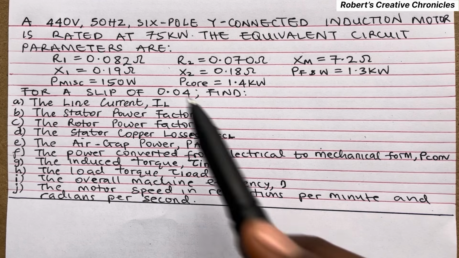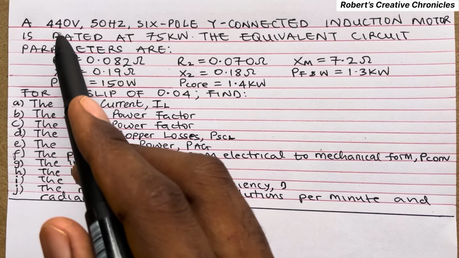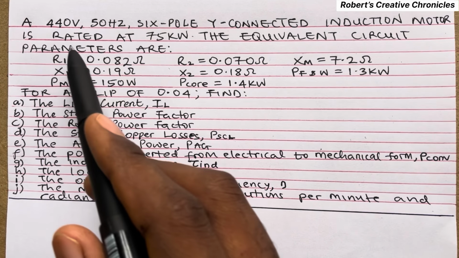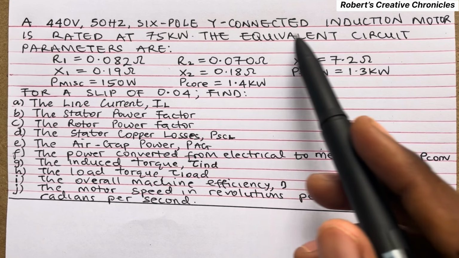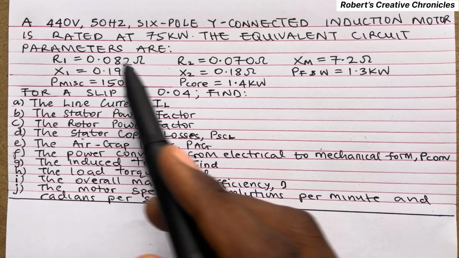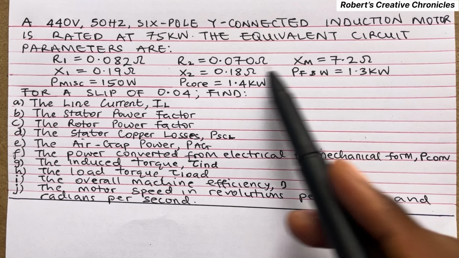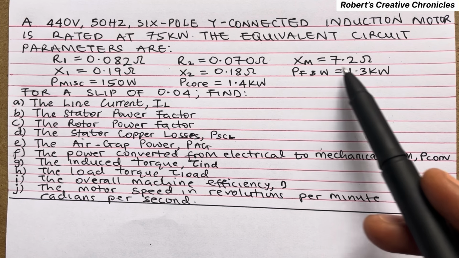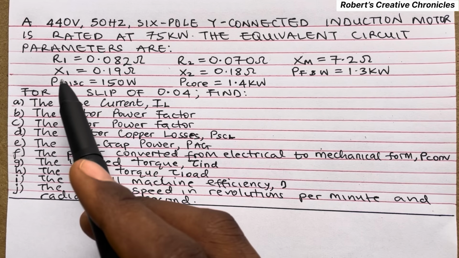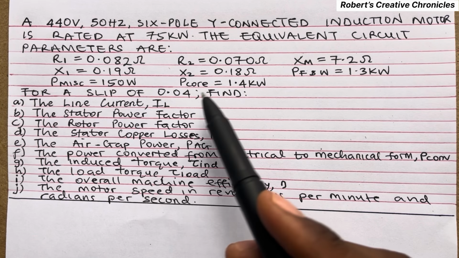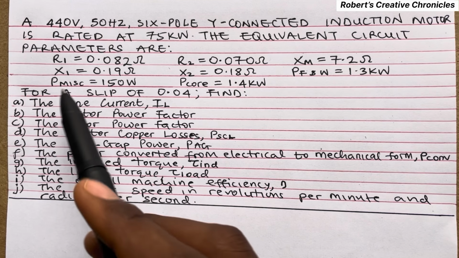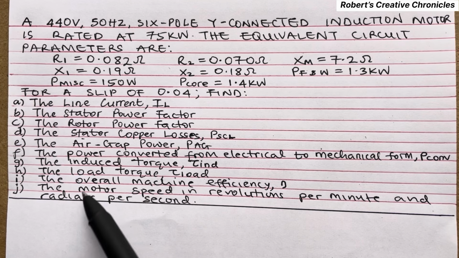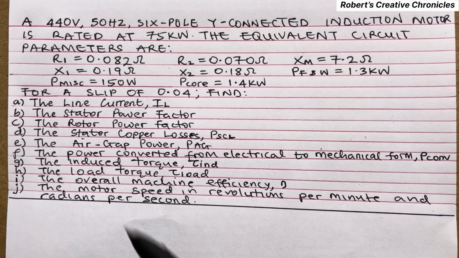So today we'll be solving this question, which states that a 440 volts 50 Hz 6-pole star connected induction motor is rated at 75 kilowatts. The equivalent circuit parameters are R1, R2, XM, X1, X2. This is the friction and windage loss, 1.3 kilowatt. This is the miscellaneous loss, 150. This is the core loss, 1.4 kilowatt. For a slip of 0.04, find the line current down to the motor speed. So we are going to find all this.